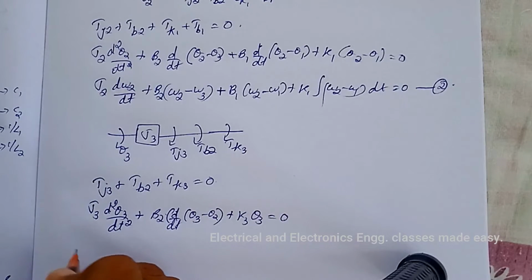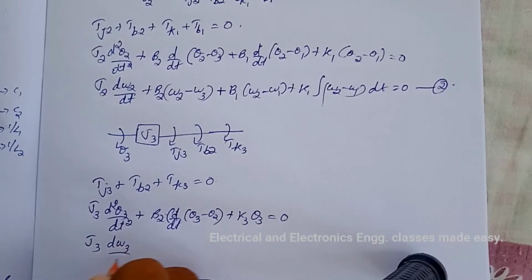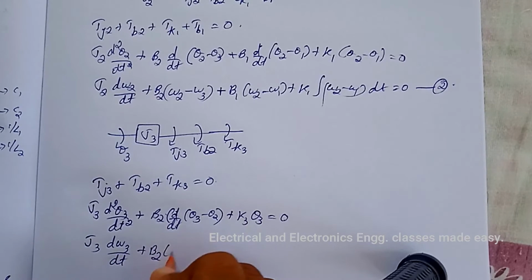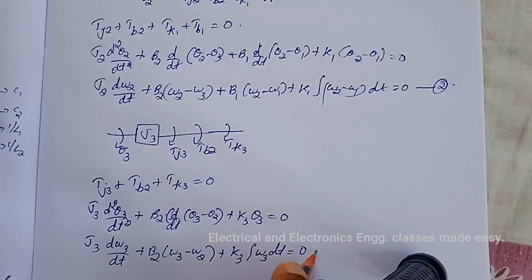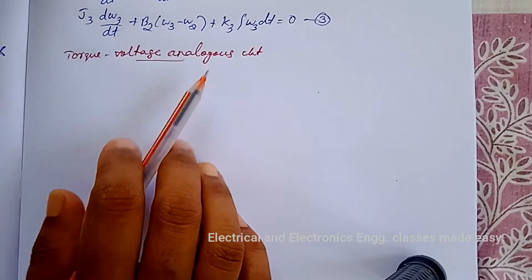And here we can write J3 into d omega 3 divided by dt plus B2 into omega 3 minus omega 2, then plus K3 into integral omega 3 dt equal to 0. So this is equation number 3. Now we can draw the torque voltage analogous circuit.